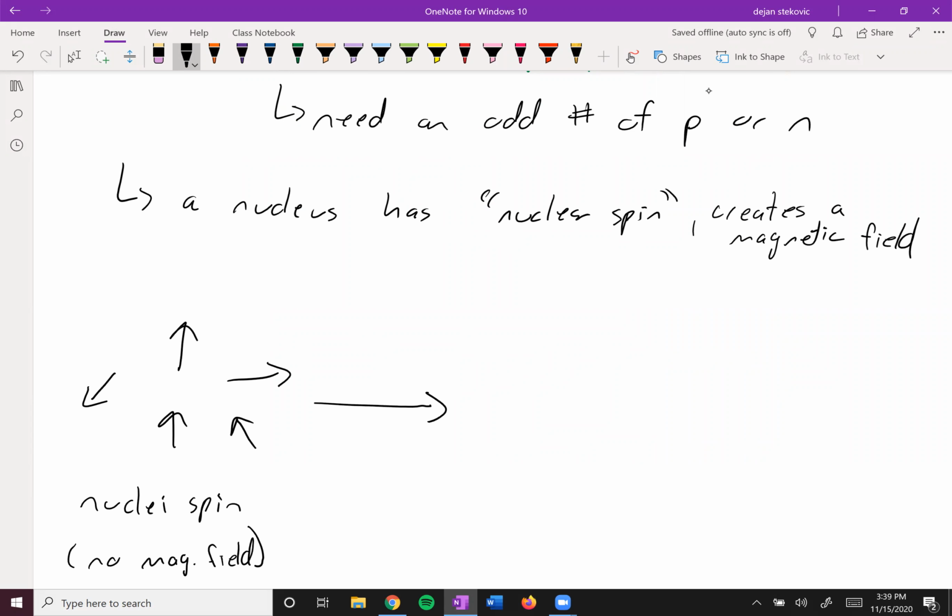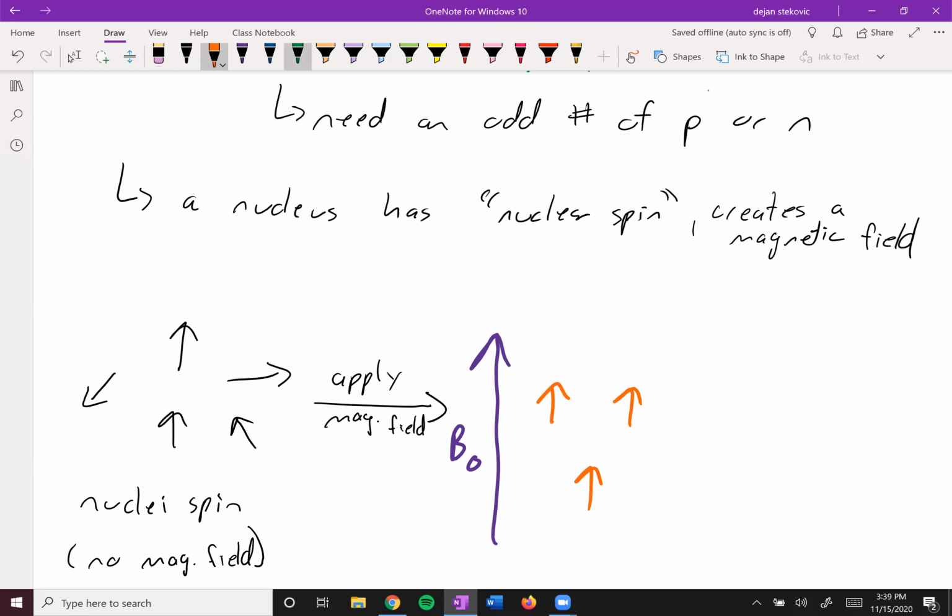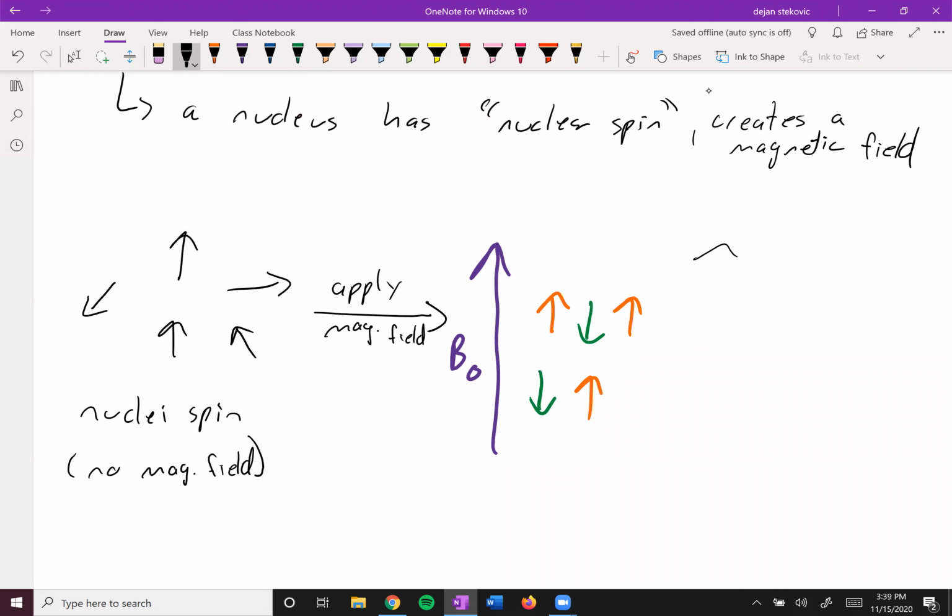And then what we're going to do is we're going to apply a magnetic field. It's going to be an extremely strong magnetic field coming from a superconducting magnet. And so we have a strong magnetic field that we call B0. And whenever we do that, our nuclei have one of two options. Either they can align with the magnetic field, or they can align against the magnetic field. Those are the two options. And naturally, as you might think, aligning with the magnetic field is going to be lower in energy than aligning against the magnetic field.